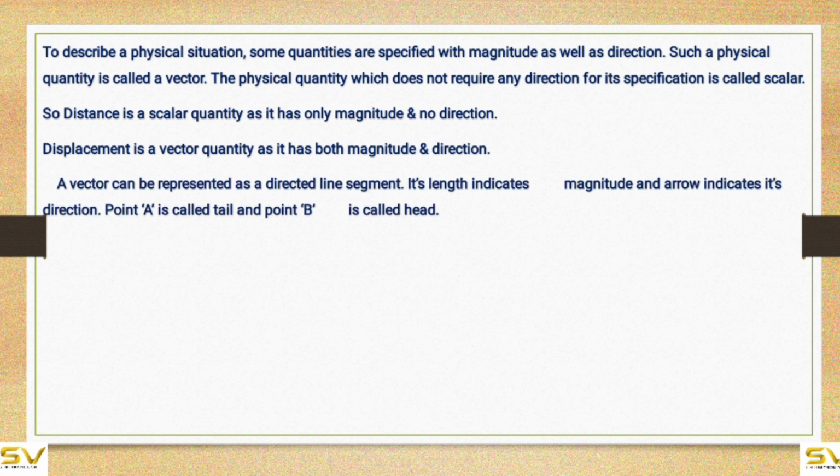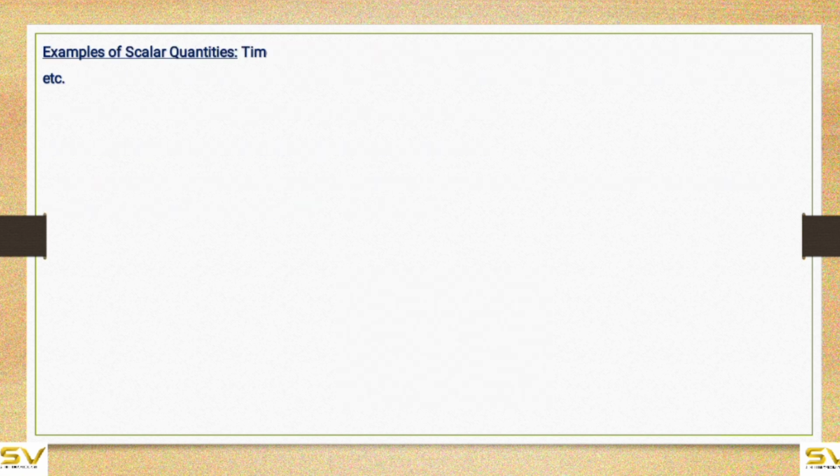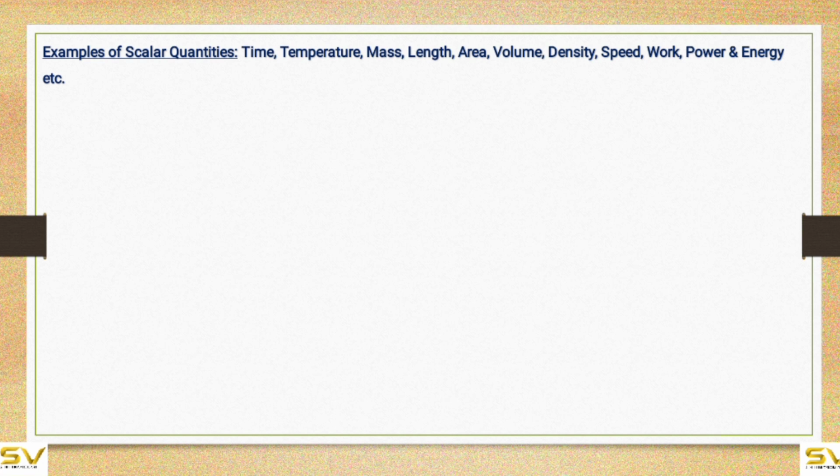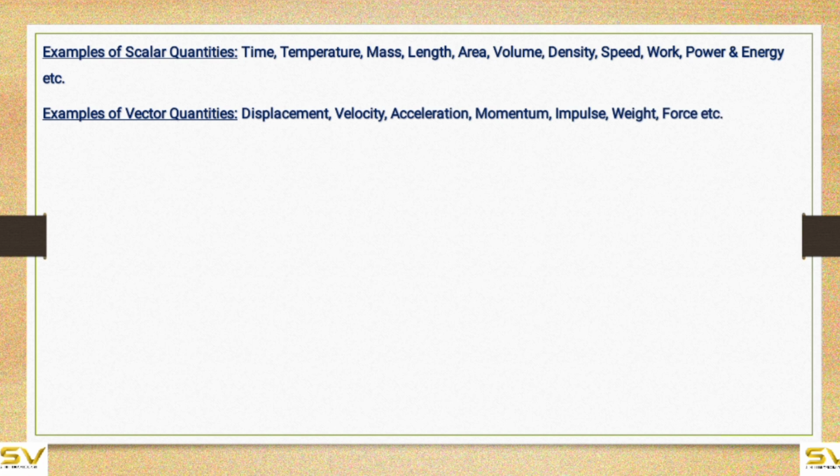A vector can be represented as a directed line segment. Its length indicates magnitude and arrow indicates its direction. Point A is called tail and point B is called head. Time, temperature, mass, length, area, volume, density, speed, work, power and energy, etc. are examples of scalar quantities, whereas displacement, velocity, acceleration, momentum, impulse, weight, force, etc. are examples of vector quantities.